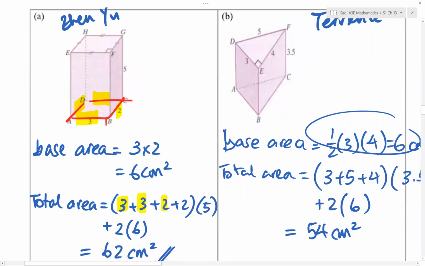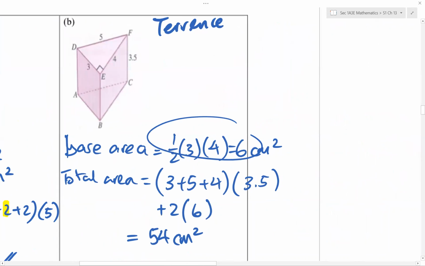Okay, let's check in our next example given by Terence. Okay, Aiman, look up. We've got a base area which you will agree is a triangle, yes? Okay, where's this 3 from?